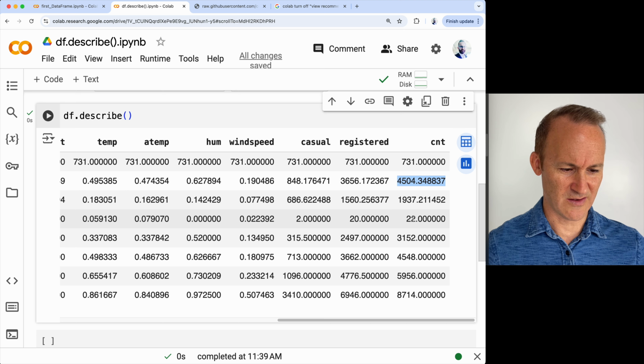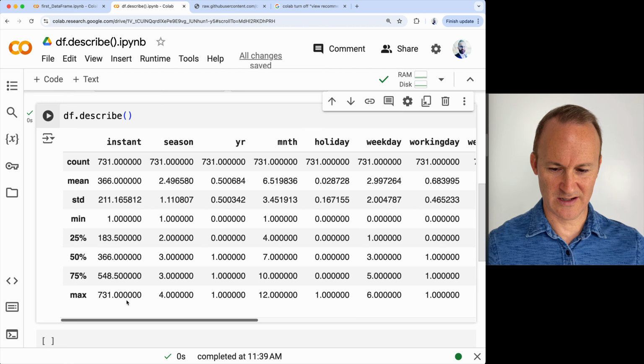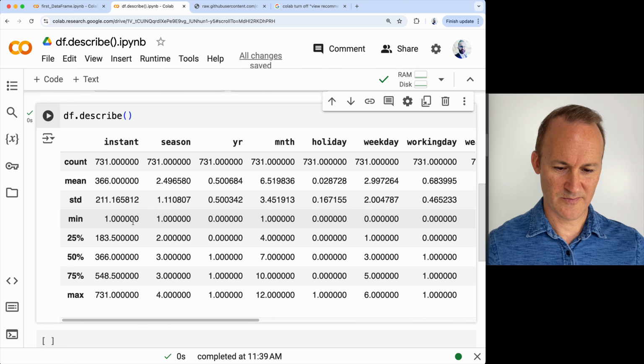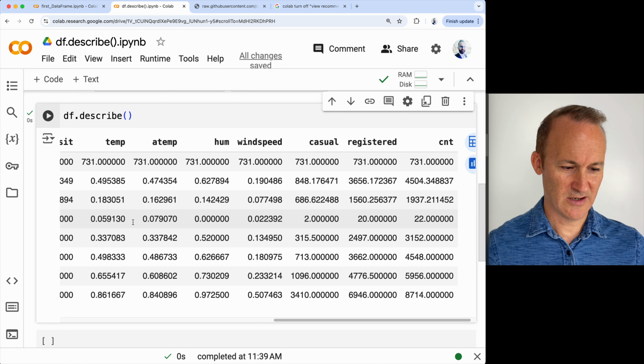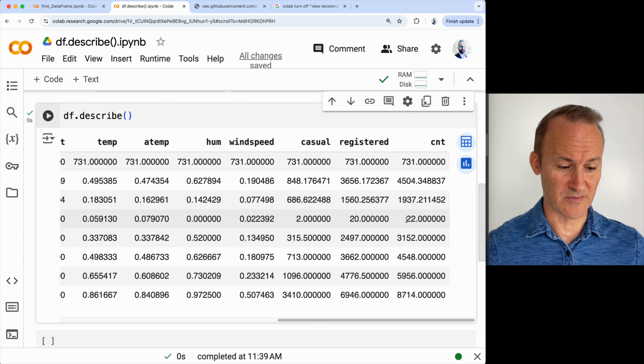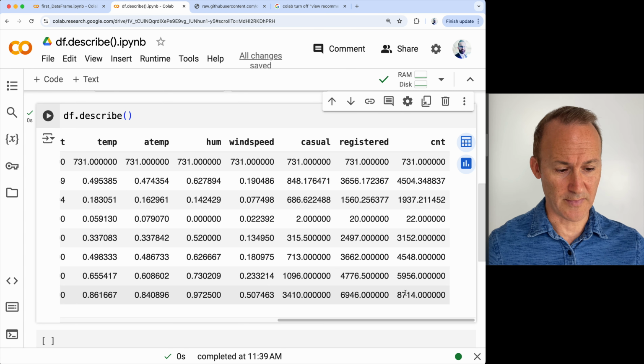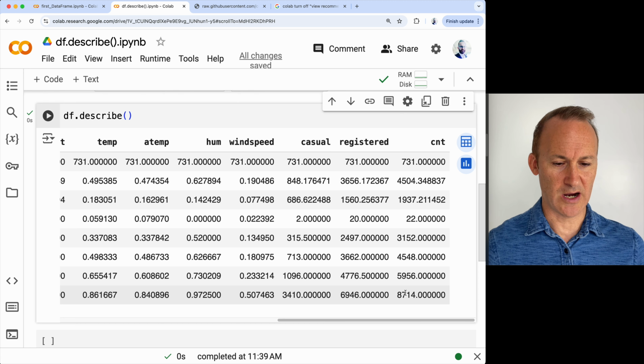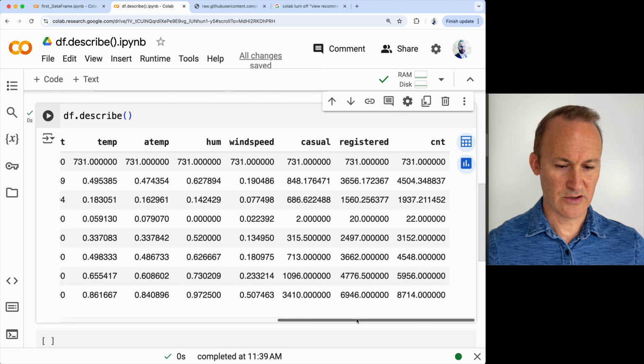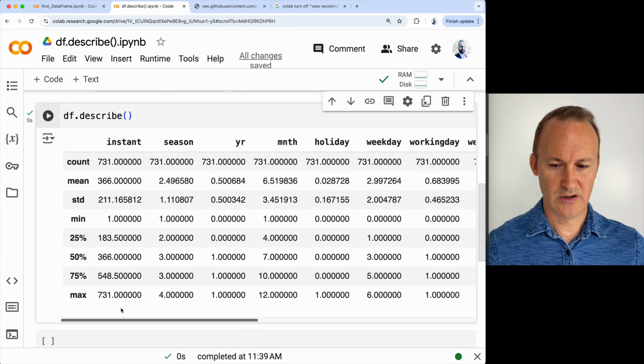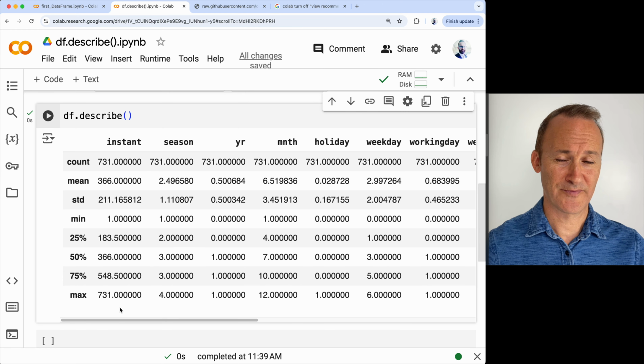And we can see the range. It looks like sometimes you have to scroll back to get it right. Yeah, the minimum is right here. And if you scroll on top of it, 22 is the minimum and 8,714 is the maximum. And so we can actually learn a lot about the columns of data using .describe, which is a really nice method for data frames.